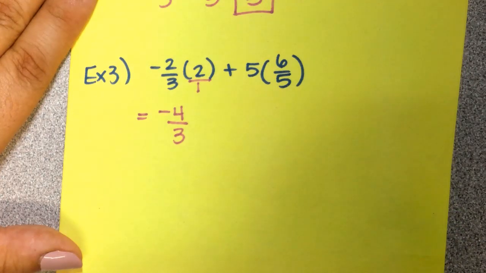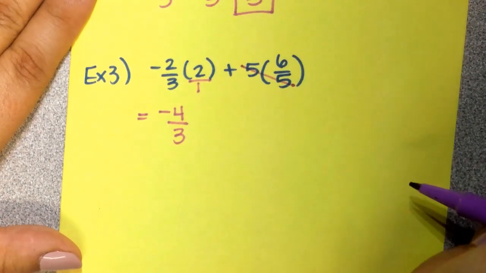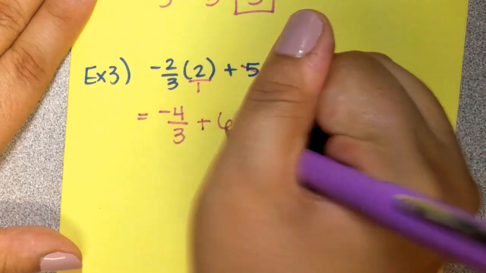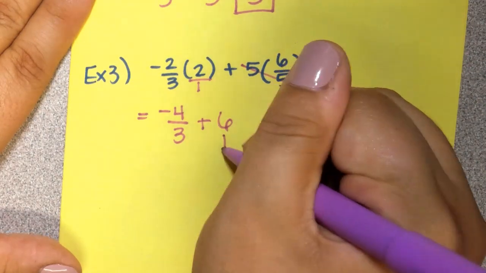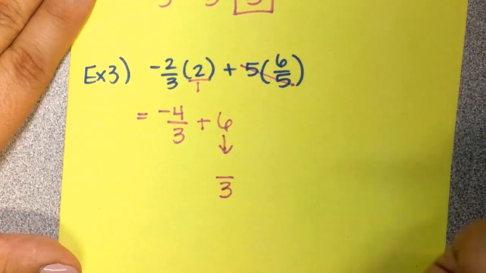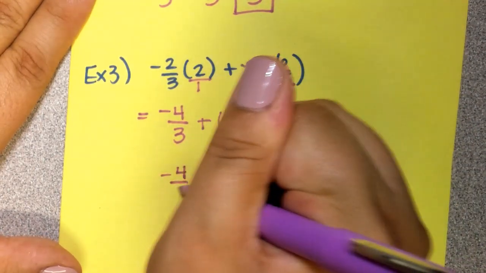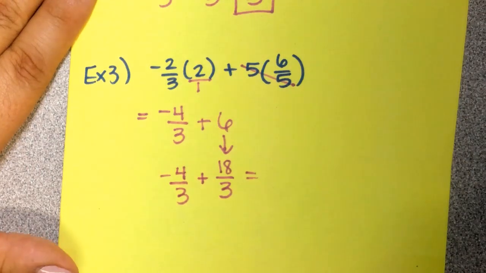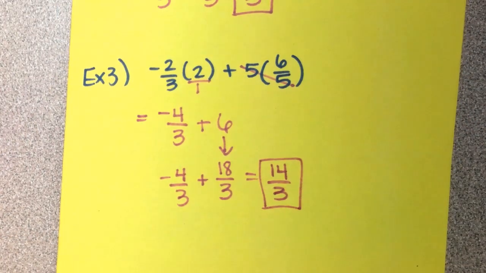But what happens? What happens to these 5s? They cancel out, and what am I left with? Now is this like the problem above? Yeah. What do I do now? Can I make this 6 over 3? What is 6 times 3? 18. And what is negative 4 plus 18? 14. Bam.